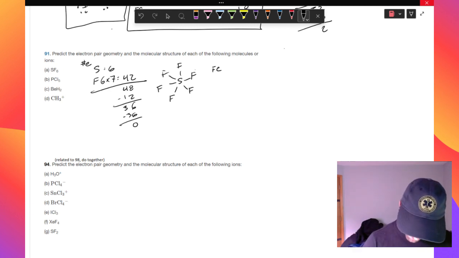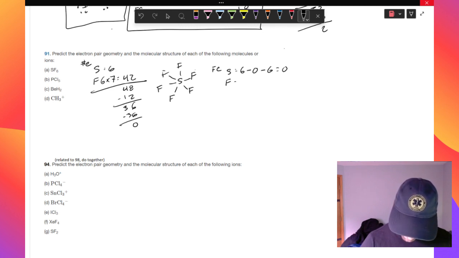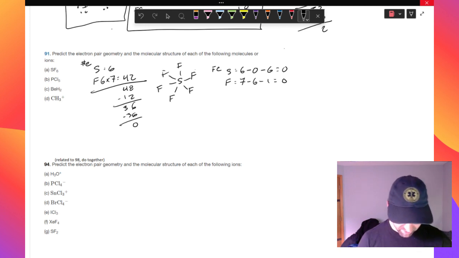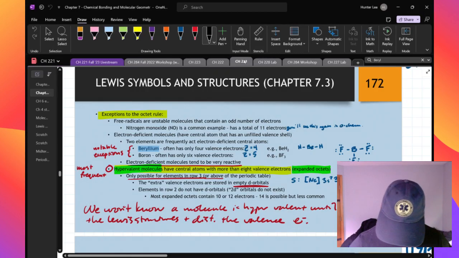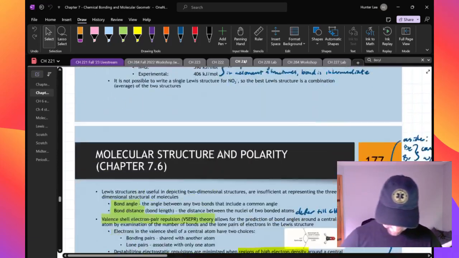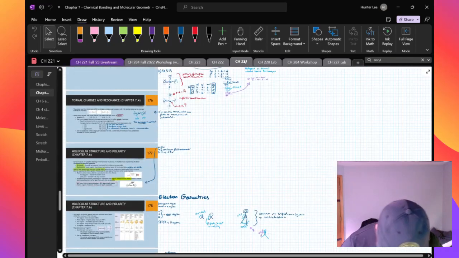Let's check our formal charge. 6 minus 0 minus 6 equals 0. 7 minus 6 minus 1 equals 0. That would work. Predict the electron pair geometry and the molecular structure of each of the following molecules or ions. Sulfur hexafluoride. We have to look at our chart, which is in my notes. Here we go.